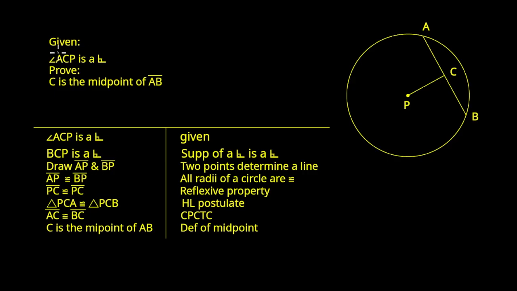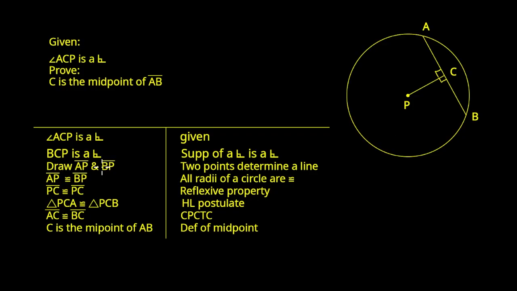So now, given, angle ACP is a right angle, prove C is the midpoint of AB. We're going to do the proof down here. We're going to write it out on the diagram. Angle ACP is a right angle, given. So angle ACP is a right angle. Let's put that on the diagram there. Angle BCP is a right angle. The supplement of a right angle is a right angle. So supplement of a right angle is a right angle.